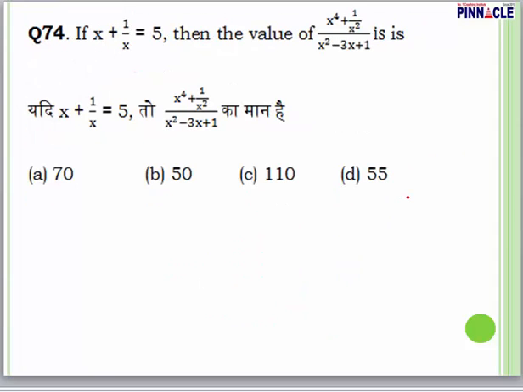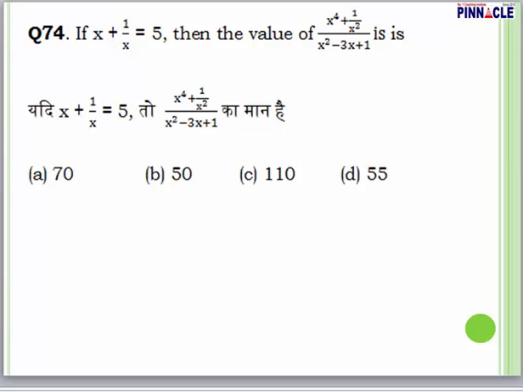Question number 74. If x plus 1 by x is equal to 5, then the value of (x^4 plus x^2) divided by (x^2 minus 3x plus 1) is equal to, we have to find the value of this.